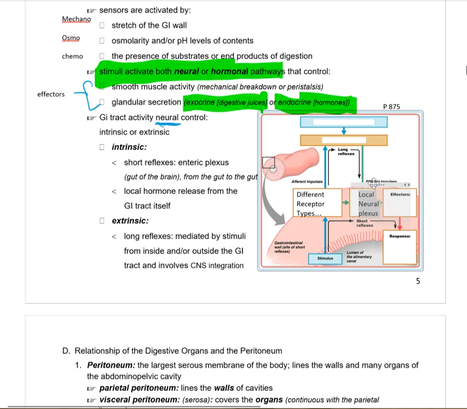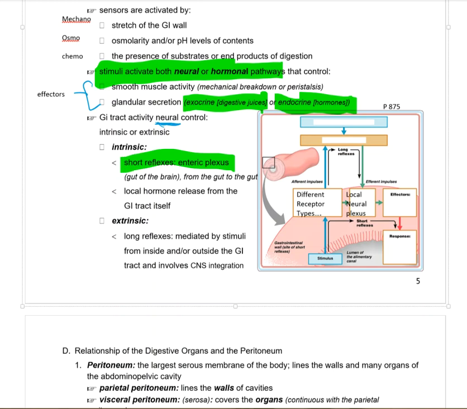Let's see if I can move it over one. Is that okay? Does that not bother you?